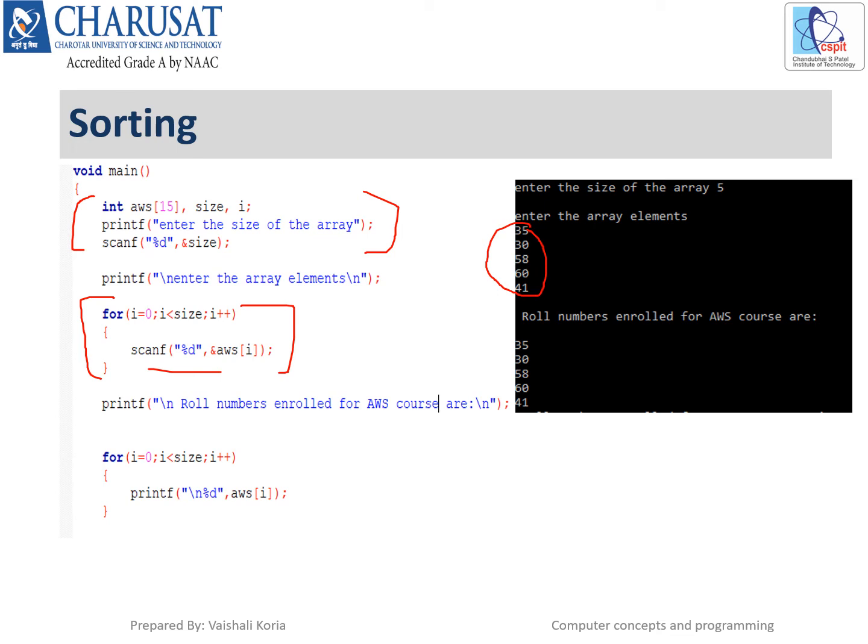Now we will print this list. Here we have written "Roll numbers enrolled for AWS course are", and then we have used the for loop. As we are not going to print one value, we have to print a total of 5 values which are stored in aws[0], 1, 2, 3 like this. So we are using the for loop here, with %d and aws[i]. Here all the roll numbers are printed as they are.